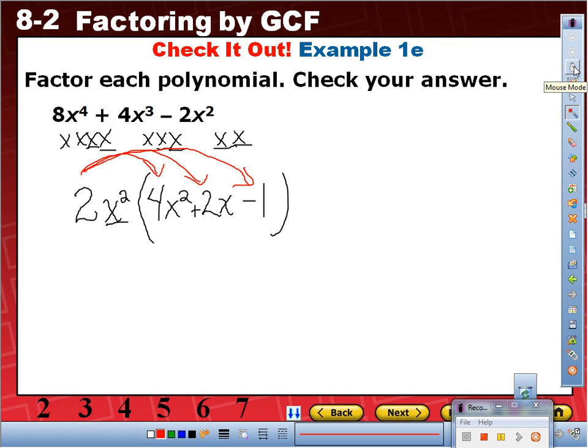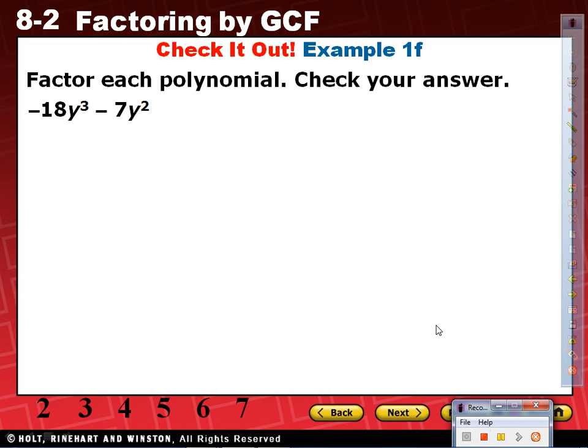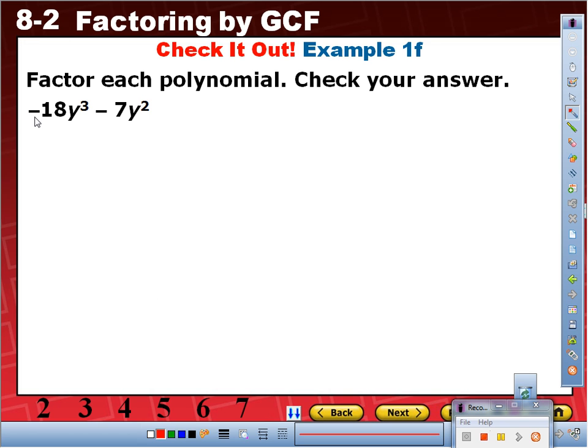Example 1D. 1D. Oh, 1F. My bad. 1F. All right, let's do this. Let's see. What is my number that divides into both terms? 1. Do both of them have a negative? So it's a negative 1. Okay. Do both have a y? Yes. Do both have at least a y squared? Yes. So therefore, we open up a parentheses and start our factoring.